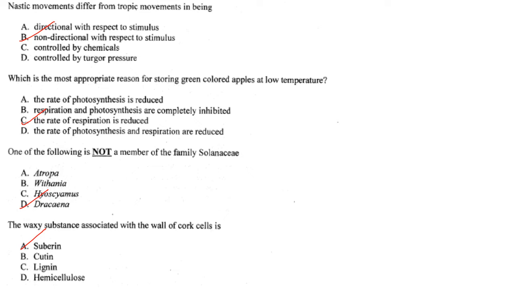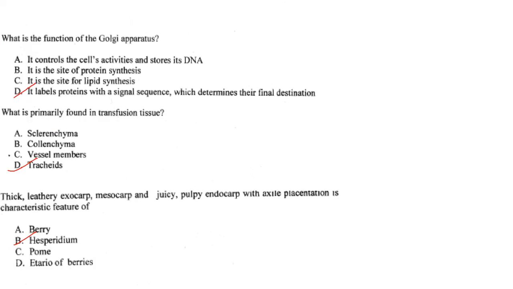Then the waxy substance associated with the wall of cork cells is? So it is suberin that is associated with the wall of cork cells. Then what is the function of the Golgi apparatus? Does it control the cell's activities and store its DNA? That is not it. Is it the site of protein synthesis? No. Is it the site of lipid synthesis? No. It labels proteins with a signal sequence which determines their final destination. That is correct. So that is the function of the Golgi apparatus, and I can give you one example: the Golgi apparatus adds a mannose-6-phosphate label to proteins destined for lysosomes. So answer is option D.